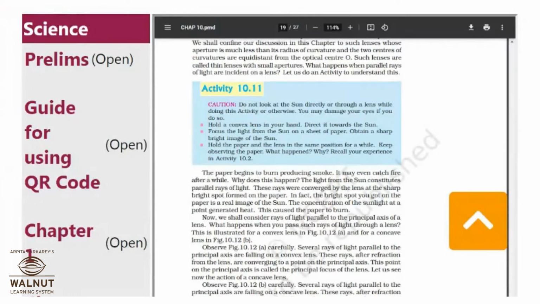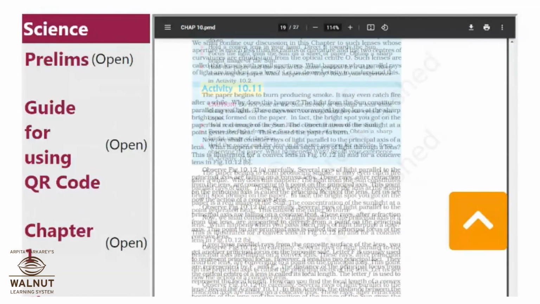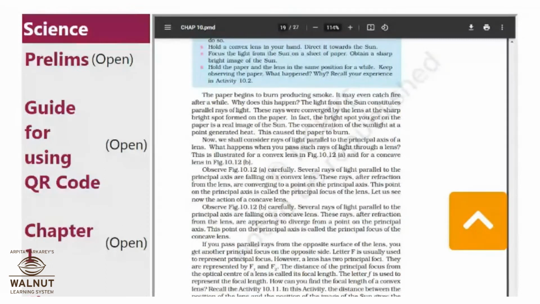So in this activity, you are going to take one convex lens in your hand and direct it towards the sun. If you try to focus the light from the sun on a sheet of paper, what will you get? You will get a sharp image of the sun on the paper, isn't it? Many of you must have tried this. Even if you have a convex lens with you, try to do it after the classes are over.